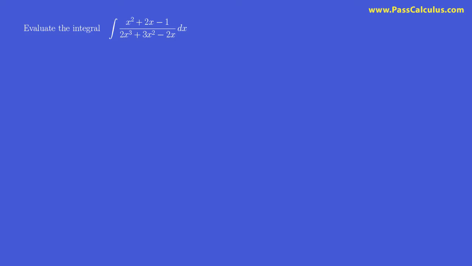We can go right away and start to factor the bottom. So when we have 2x cubed plus 3x squared minus 2x, we see right away there's a common factor of x. We can pull that out front. And that's what's left over. And this quadratic, we can factor that.